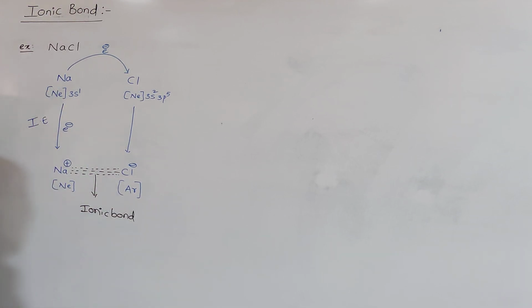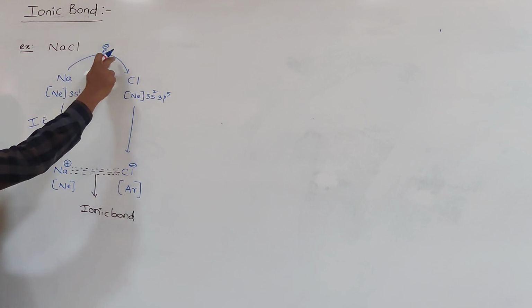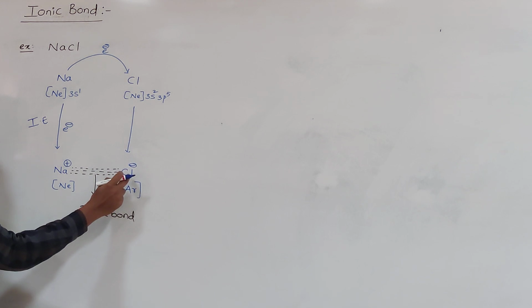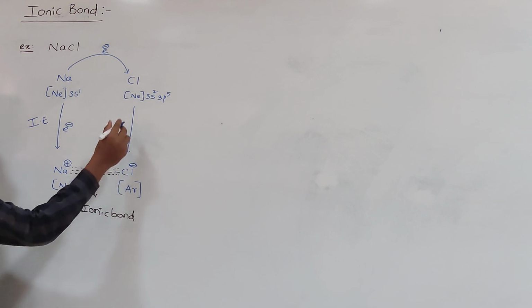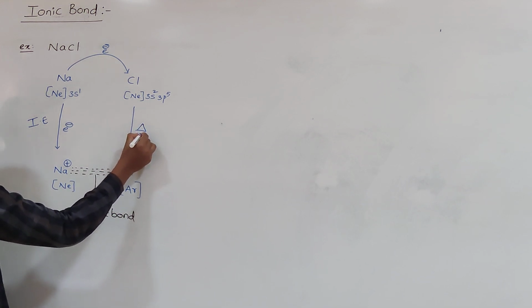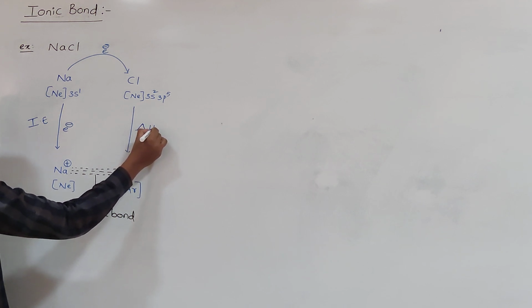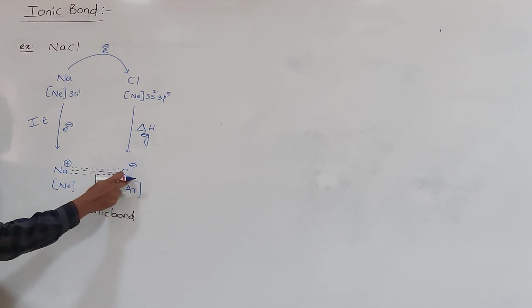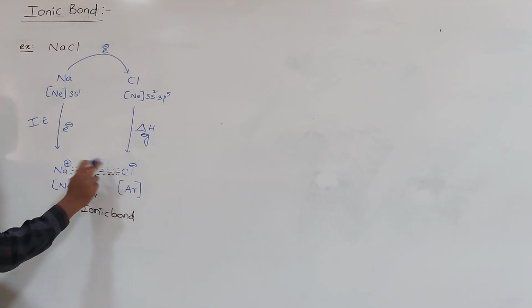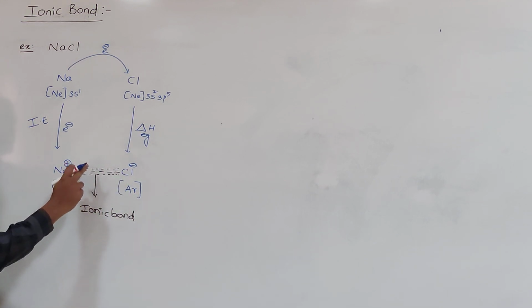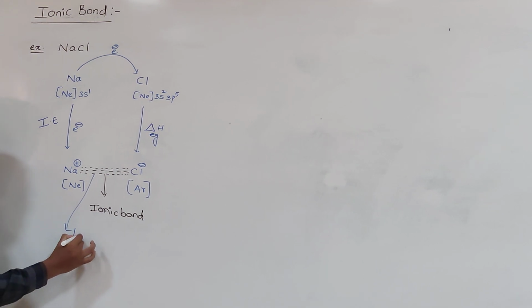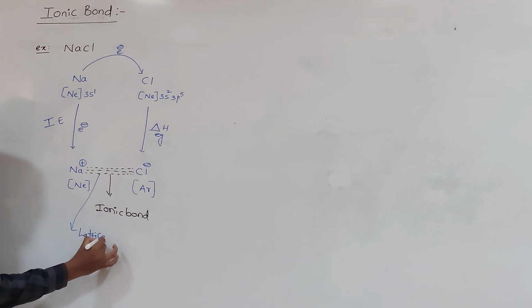The other one is this: by transfer of electron, the chlorine gains the electron, which results in the formation of anion by releasing energy. That we call electron gain enthalpy. After the formation of cation and anion, these two are held together by electrostatic force of attraction. As a result, a certain amount of energy is released. That energy released is called lattice enthalpy.